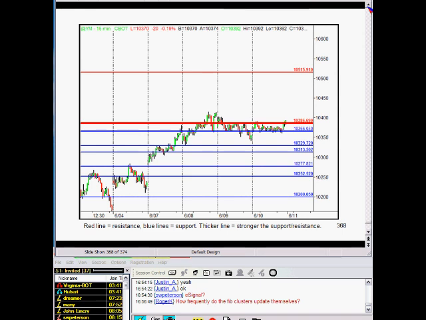The fib clusters, I do them every night at the close. Usually if I can do them on Sunday, they'll last for a solid week unless there's something major that develops. But they're usually good for a week.